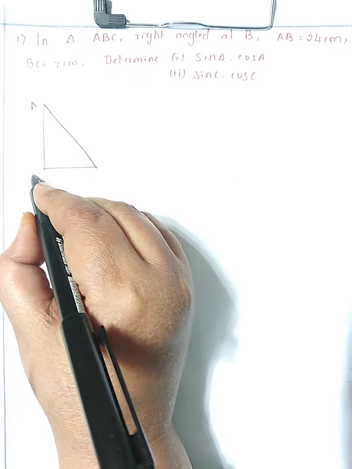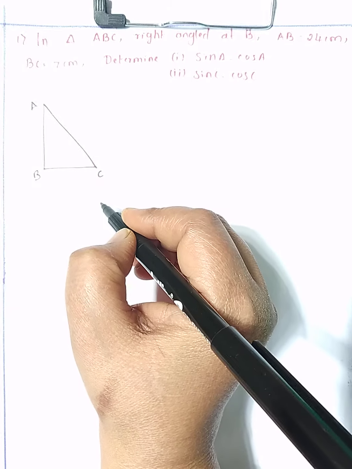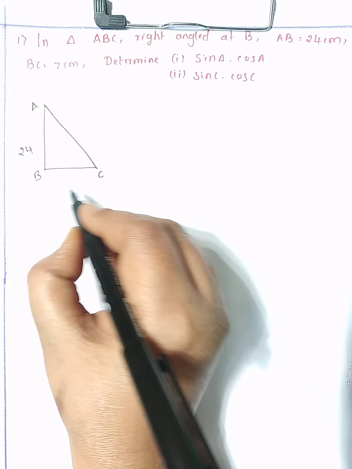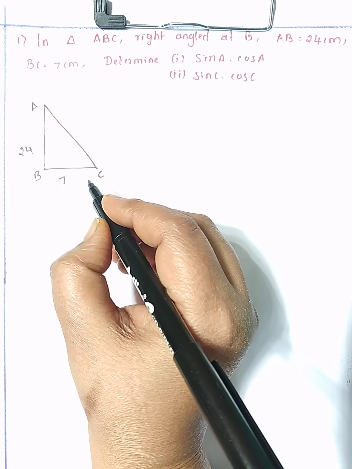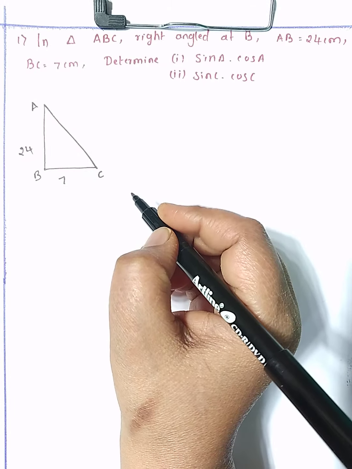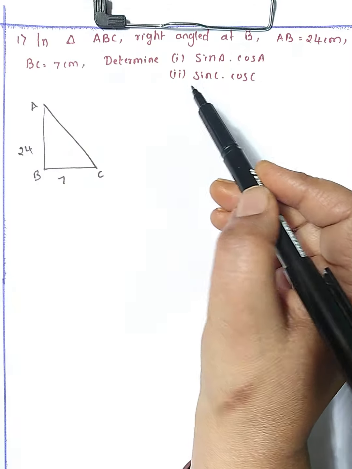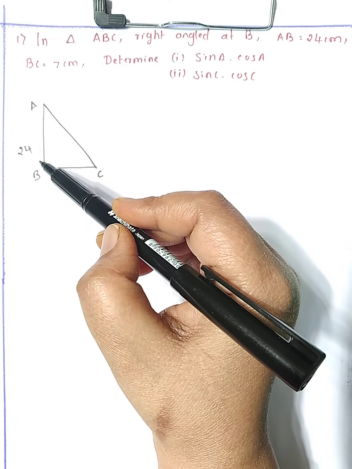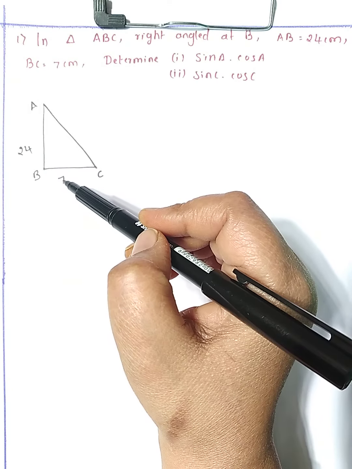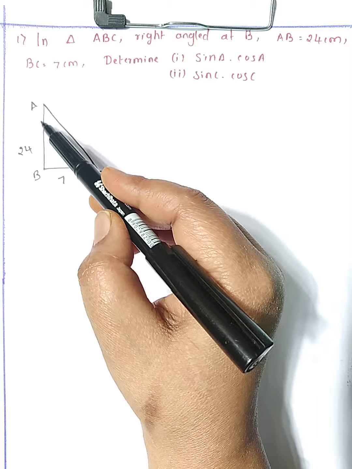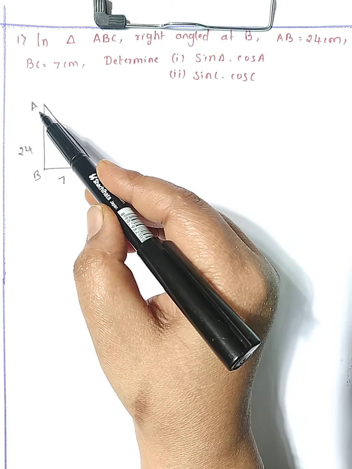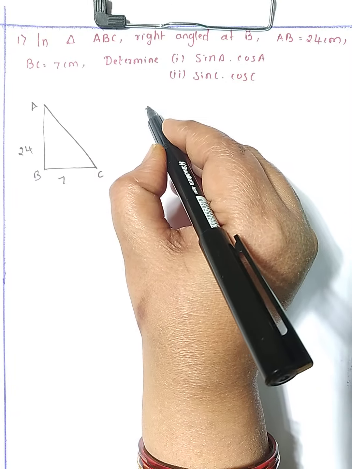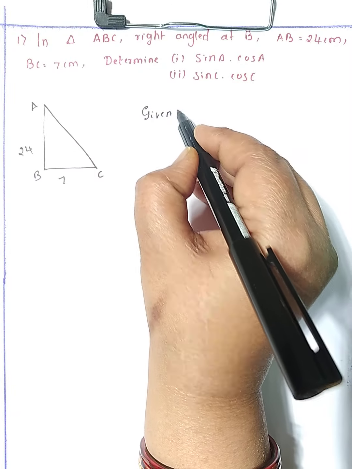A right angle is at B, triangle ABC. Given is AB equal to 24 centimeter, BC is 7 centimeter, and we have to find out AC. So for finding out any trigonometric ratios of this right angle triangle, we must know all the lengths of sides of the triangle. Here we know AB, BC, and we will find out the length of the side AC. So first write given here.